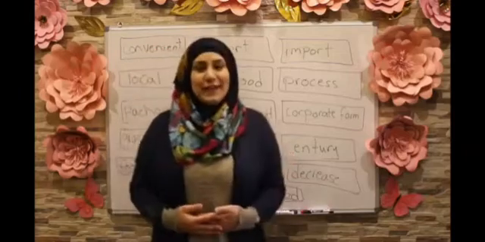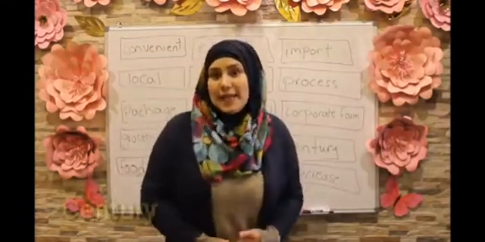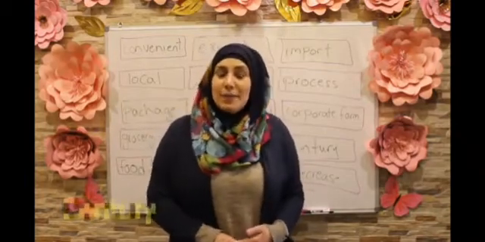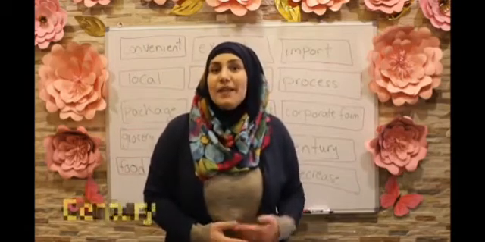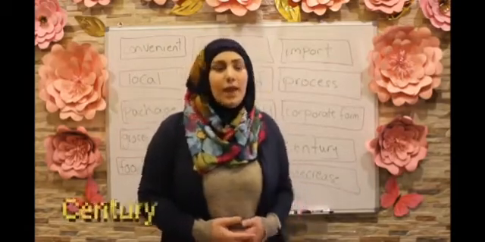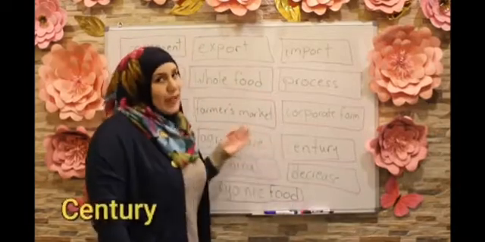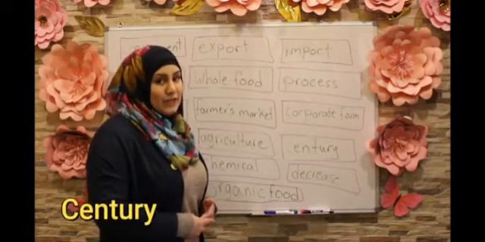The word century. Century is a noun. And when I say century, it means 100 years. So when I say that something happened a century ago, it means that it happened 100 years ago. Now, a century ago, agriculture was different from that found today.